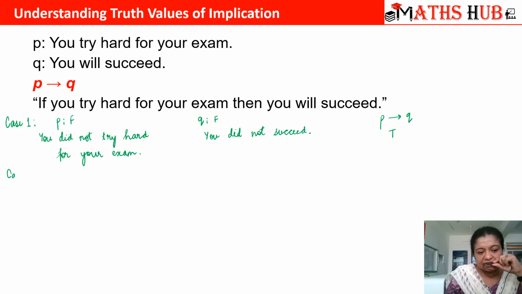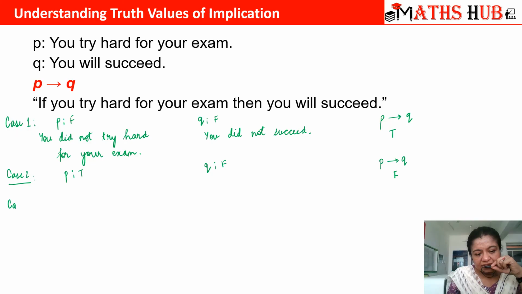Now the second case, case number 2, when P is a true statement and Q is a false statement. That means you tried hard for your exam and, false statement, you did not succeed. Though you tried hard for your exam, still you did not succeed. That means what should be P implies Q? P implies Q will then become a false statement because if you try hard, then you will automatically succeed, right?